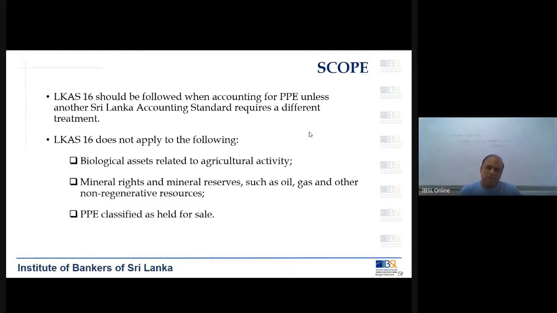Now, if those are kept for selling purposes, then you can't call them property, plant, and equipment. That is, it is not a fixed asset. So if it is not a fixed asset, then you can't apply LKAS 16. Is it clear? Because this differentiation has to be understood properly. LKAS 16 is not going to apply for biological assets, for mineral reserves, and especially any asset that is held for sale.